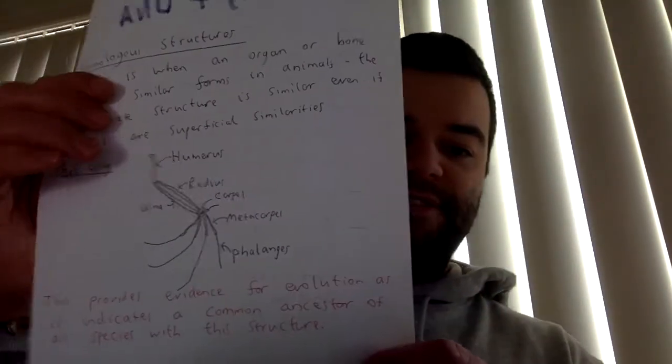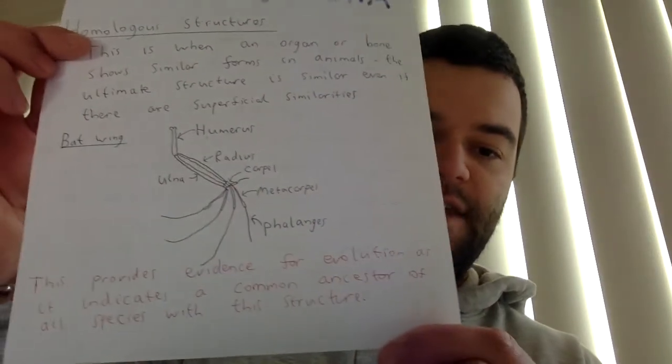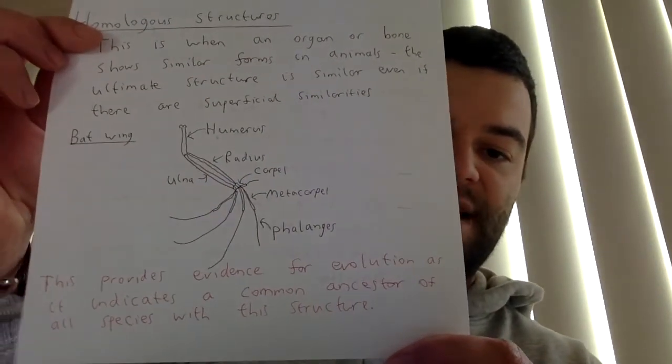And that provides us evidence for evolution as it indicates a common ancestor for all species with that structure. So a key part of evolution says that as life changes, things descend from common ancestors. So if we go back far enough, every animal with that structure in their arm comes from the same ancestor, which probably branched off from other life a long, long time ago.